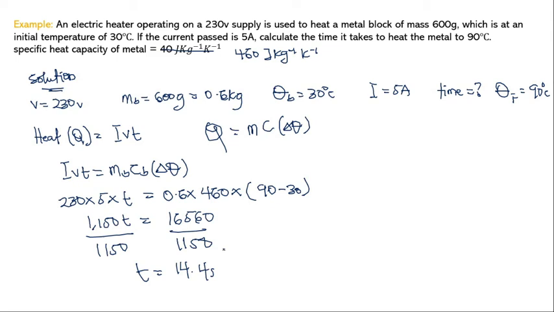So it means it took 14.4 seconds for the electric heater to warm the ball from 30 degrees Celsius to 90 degrees Celsius, provided a voltage of 230 volts is applied and the current passing through the system is 5 amperes.